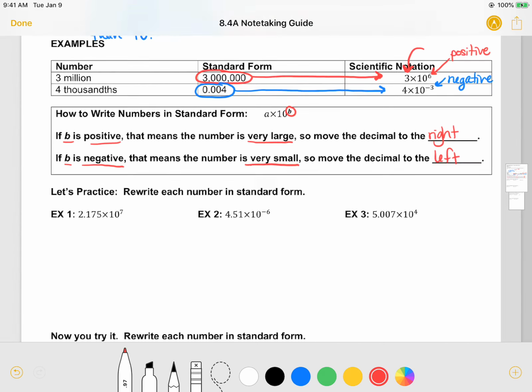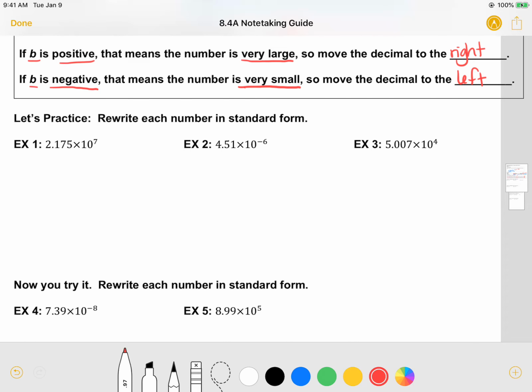Okay, so let's practice this together. We're going to take the number 2.175 times 10 to the 7th power, and we're going to write it in standard form. So what we want to do is move our decimal place 7 times to the right because B is positive. So I'm going to take my pencil and I'm going to move this decimal 1, 2, 3, 4, 5, 6, 7 places to the right. And I'm going to fill all those blank spaces in with a 0.